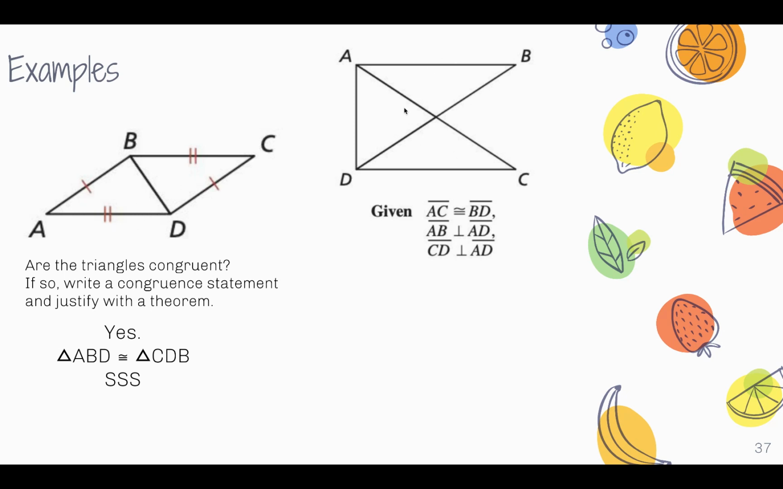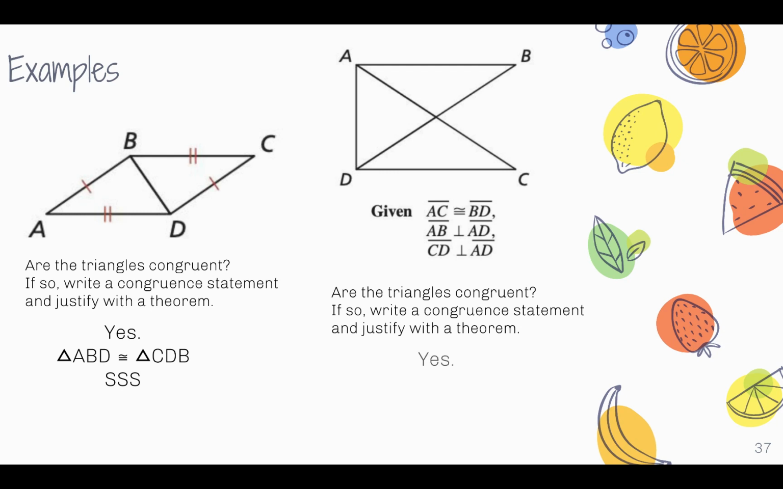This one is probably one of the hardest ones so far, but it harkens back to one of the proofs I did for you earlier. But see if you can figure this one out. So we can use the HL theorem here. Why? Because this side is a shared side. We have two right angles, so we have right triangles, and then we have AC congruent to BD. So we have hypotenuses, and then we have one leg. So that's HL.